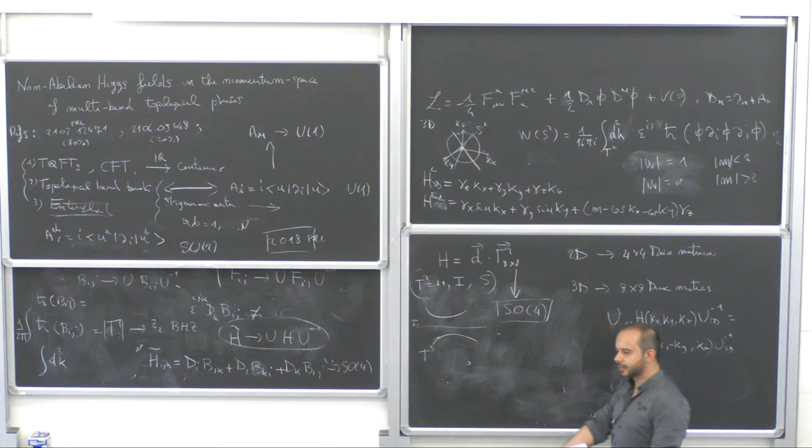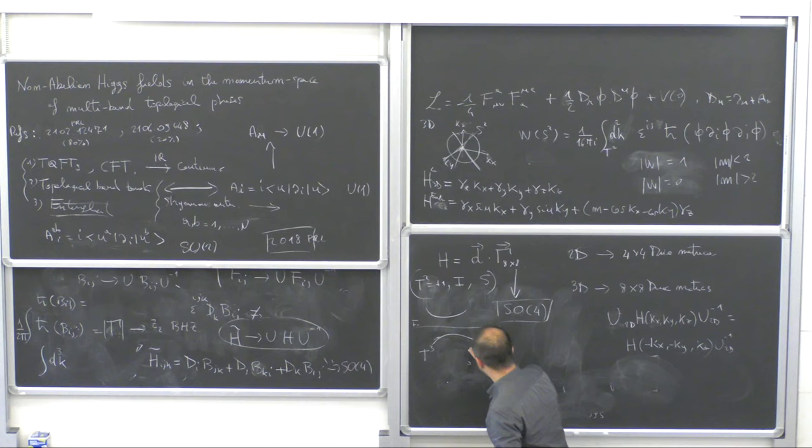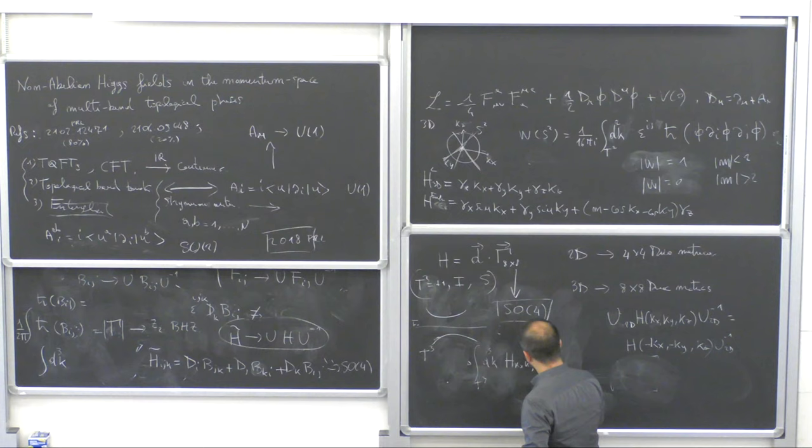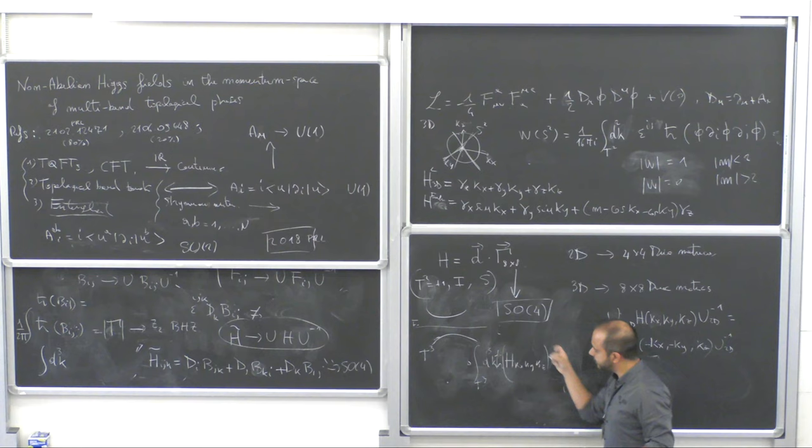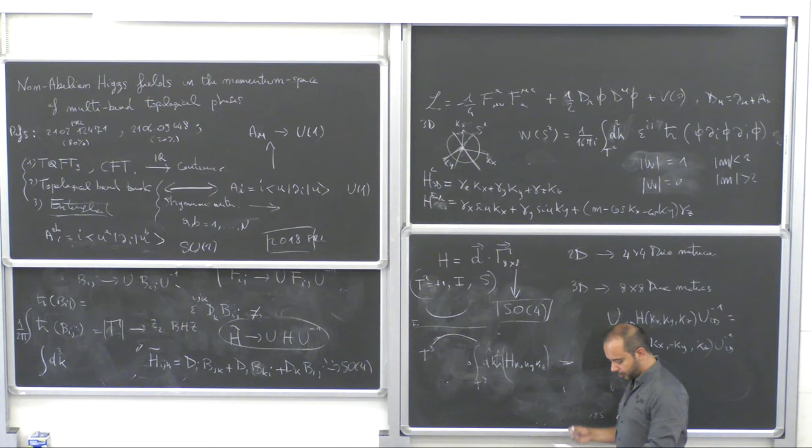The simplest thing is to generalize again the Chern number to the non-Abelian case, because also in this case I can define the integral over the three-dimensional torus of H, with kx, ky, kz, and the trace, of course, because now the integral is gauge invariant. And this makes sense.